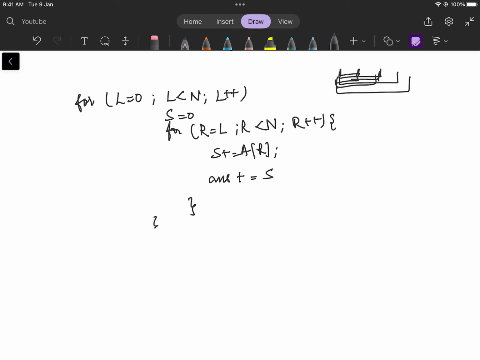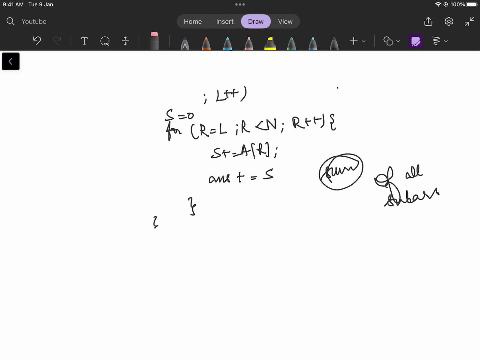You got the question, right? You need to find the sum of all the subarrays. I think you got the question well. So this is called the carry forward technique. The fourth technique is the combination technique.